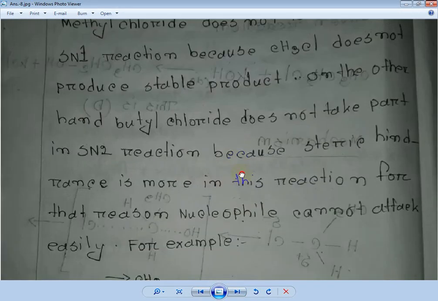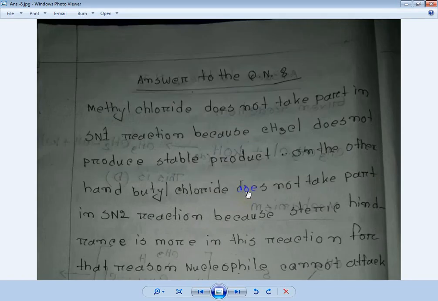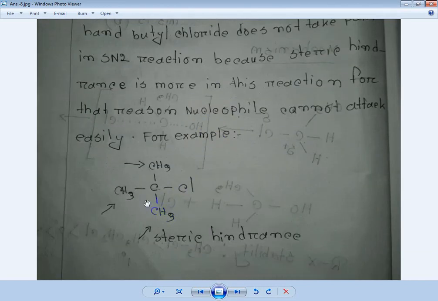And also here, methyl chloride does not take part in an SN1 reaction, because SN1 needs a stable carbocation and methyl chloride does not produce one. On the other hand, tertiary butyl chloride does not take part in an SN2 reaction. There is steric hindrance, so a nucleophile can't attack it. For this reason butyl chloride does not take part in the SN2 reaction.